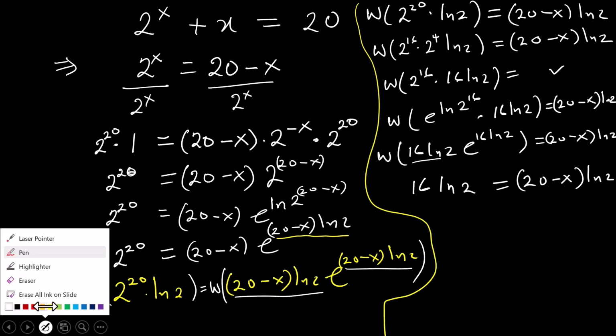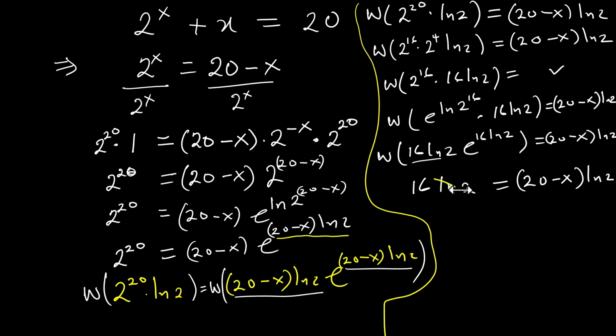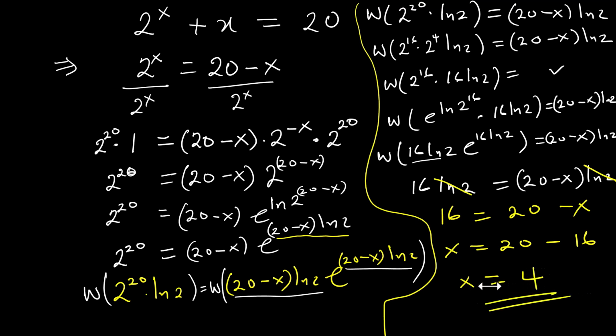So ln of 2 is common to cancel, which will leave 16 equals 20 minus x. Therefore, x is the same as 20 minus 16. So x is simply 4. All right, so that's the answer.